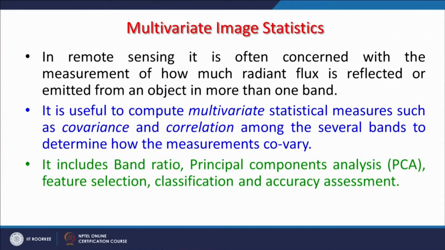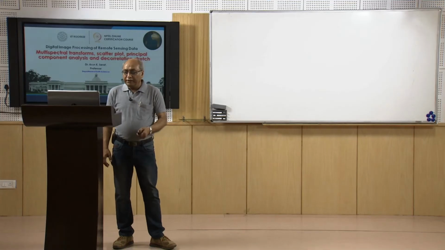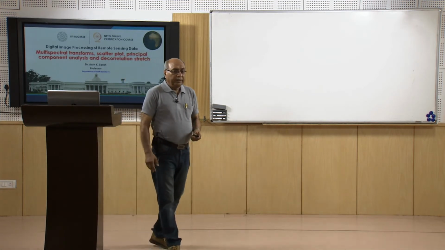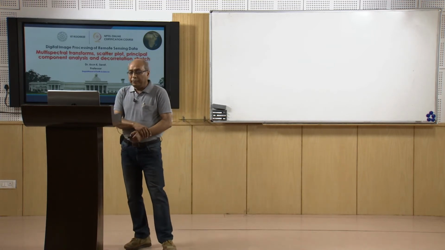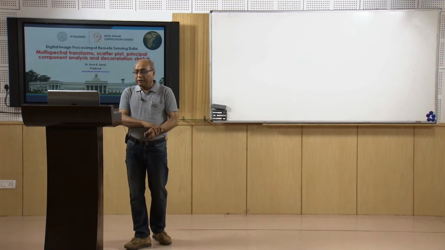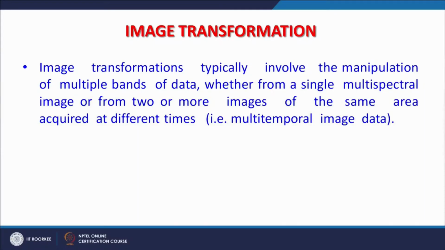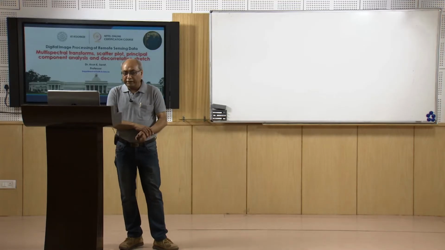It includes this multivariate analysis, as I have mentioned earlier, band ratioing techniques, which we will discuss, with several limitations and advantages, principal component analysis, very popular one, PCA, feature selection, classification and accuracy assessment. So mainly image transformation, and that is multivariate. That image transformation typically involves the manipulation of multiple bands of data, whether from a single multispectral image or from 2 or more images of the same area acquired at different times. That is multitemporal image data.